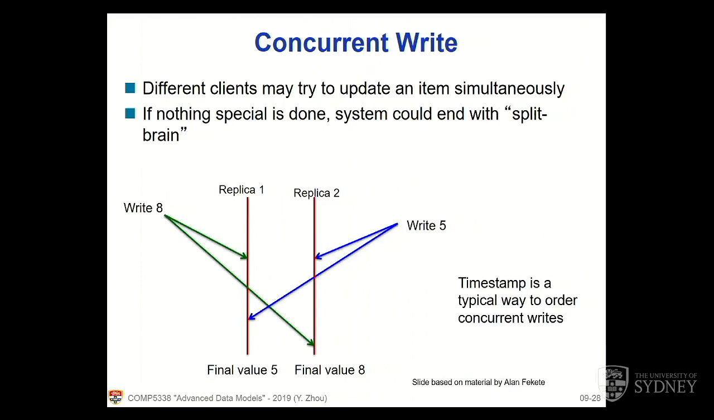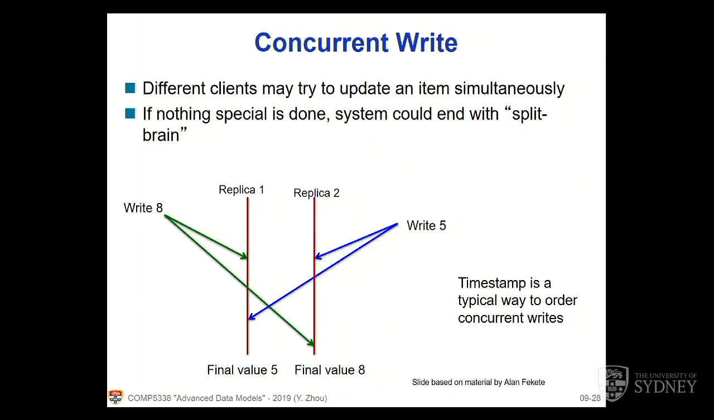So how do we do it? Usually we use something called a timestamp, assuming we have a way to assign the time, and they're all in order. It's a typical way to order concurrent writes. So instead of just sending a write, we also attach a timestamp, like when the write happens.